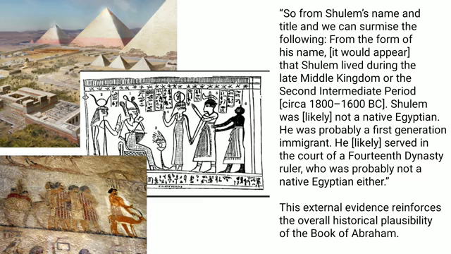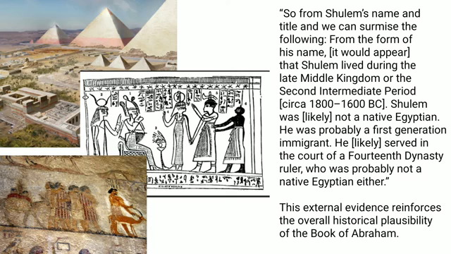In fact, the Egyptian 14th dynasty was a local dynasty of Asiatic origin in the northeastern delta, who are notable as kings with foreign, mostly West Semitic names. Once again, not only the names of the rulers, but also members of elite households show signs of Semitic origin during this time. So, from Shulem's name and title, we can surmise the following.